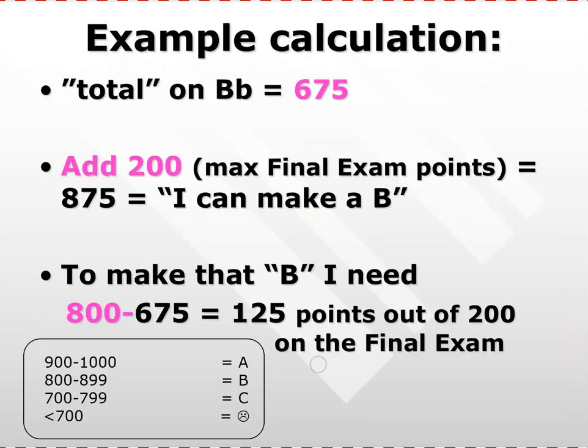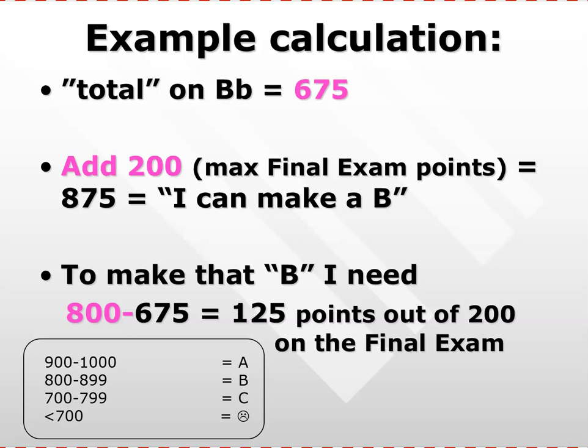So let's do a little sample calculation. Just say that the total displayed on Blackboard, total number of points when we add everything together in this sample, is 675. First thing I want to know is what's the best I can do. So I'm going to add 200 to that number. 675 plus 200, 875. So I end up in the 800s. That tells me I cannot make an A. There are not enough points out there to put me in the 900s, but there are enough points to make a B.